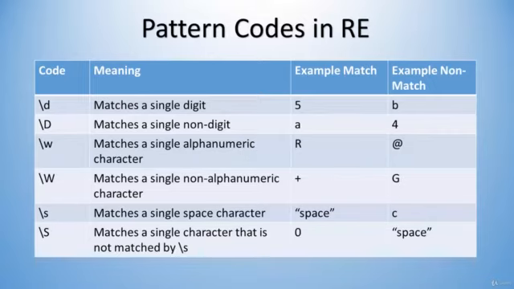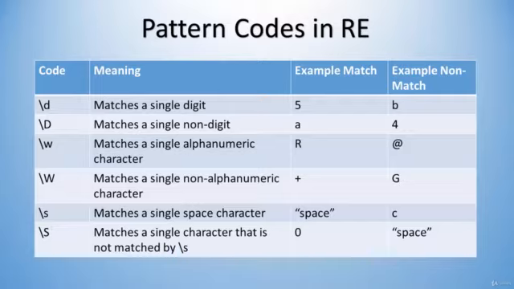Hello guys, now we will see the different patterns in regular expression. So in this table, the first column shows the different patterns and the meaning of those patterns. So first one is slash d. D is in lowercase. That means this particular code will match a single digit. And if you put a capital D, then it matches all other things except a single digit.